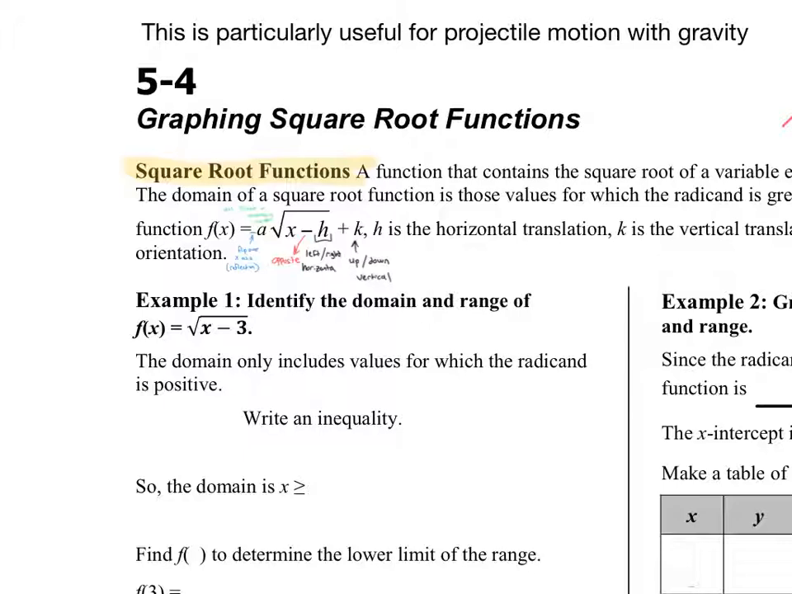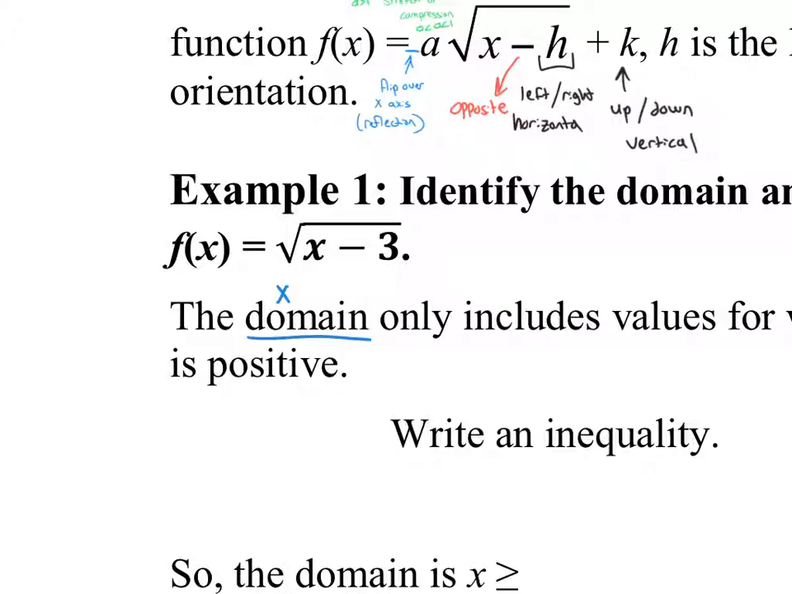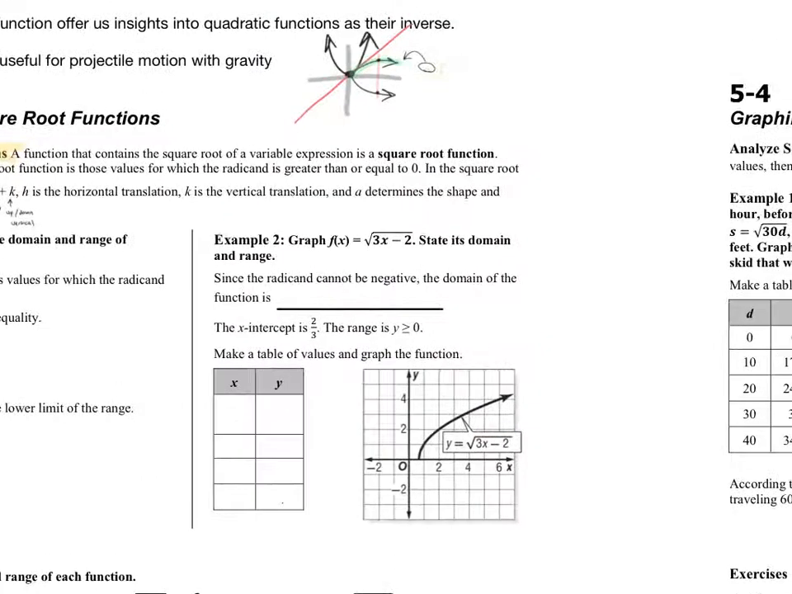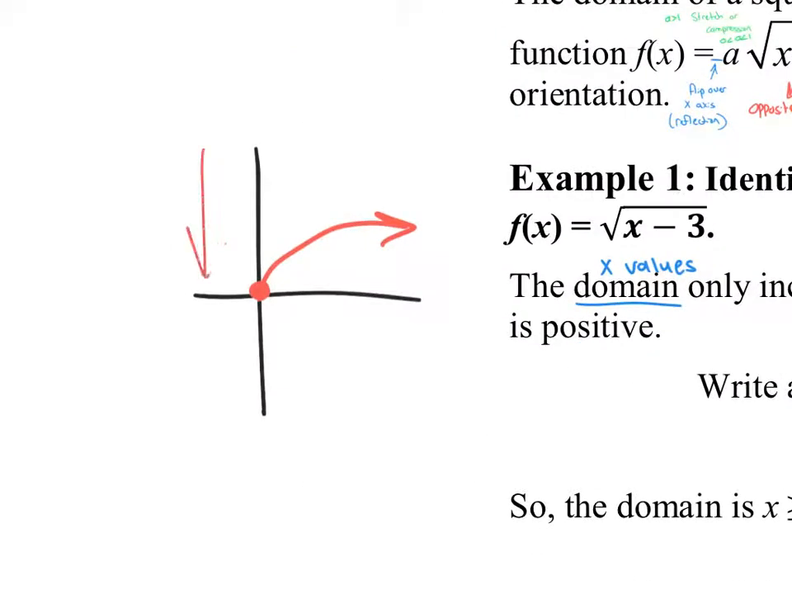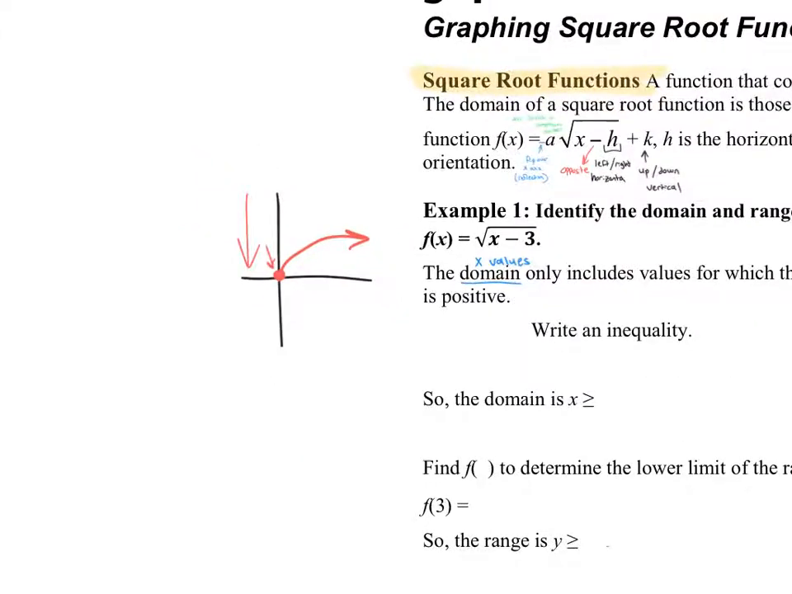Now, the domain and range for square root functions is going to take a little bit of thinking and work. Remember that domain is all possible x values. But we can see here on this graph, the most generic square root graph, it's going to look like this. The domain is not all real numbers because I don't go that far left. I stop right there. So that starting point is going to impact both the domain and the range.